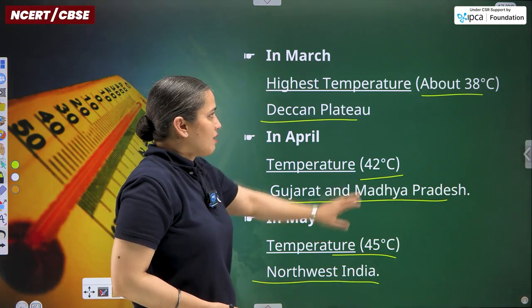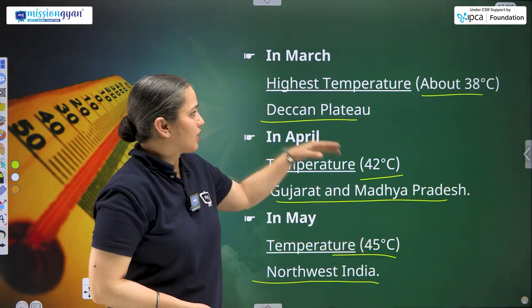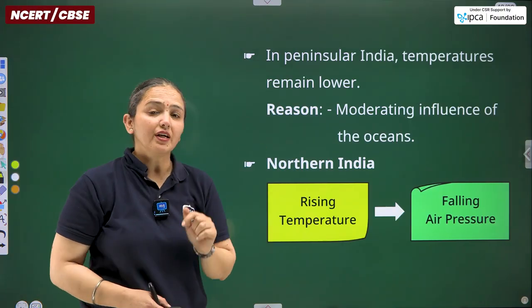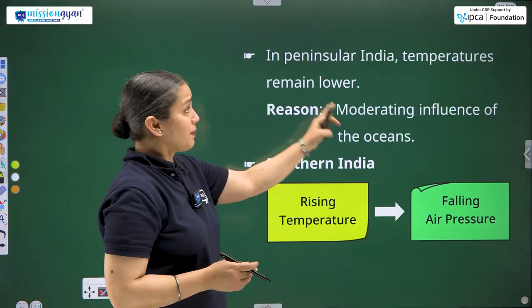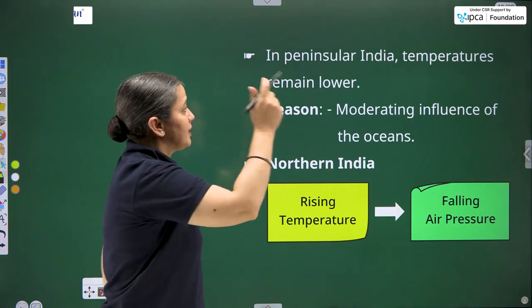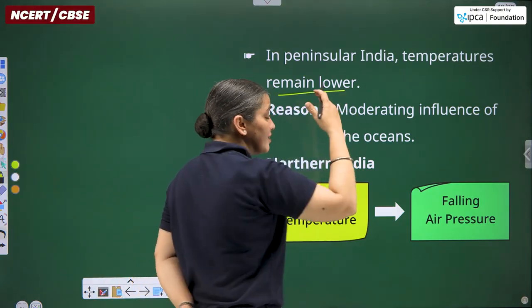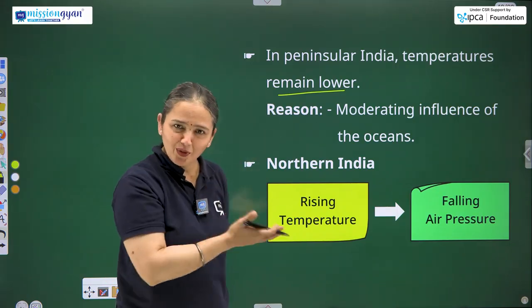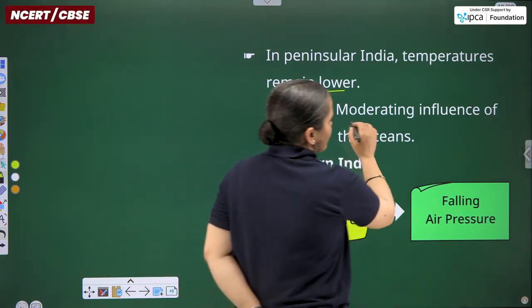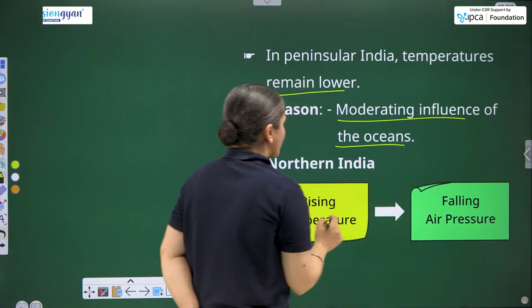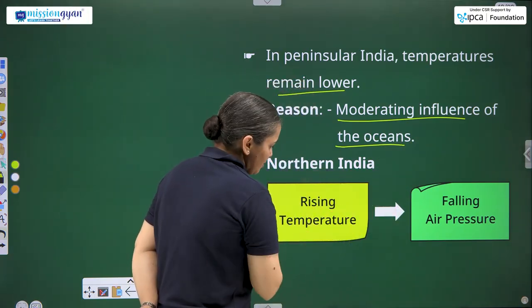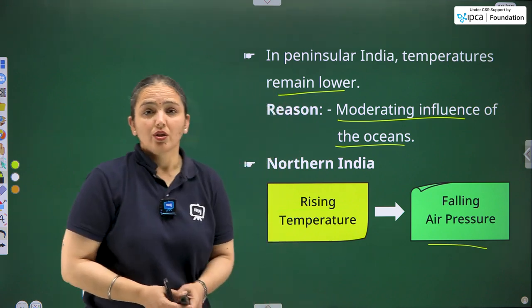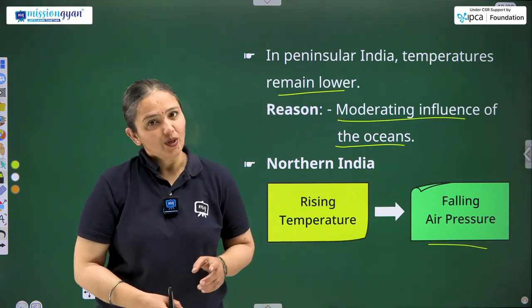So, from March to May, there is fluctuation of temperature within the varied regions of the Indian subcontinent, particularly northern India. In peninsular India, that is South India, temperatures remain lower. The reason is the moderating influence of the oceans. In northern India, the temperature keeps on rising, which leads to falling air pressure. That is how the rain is going to occur.